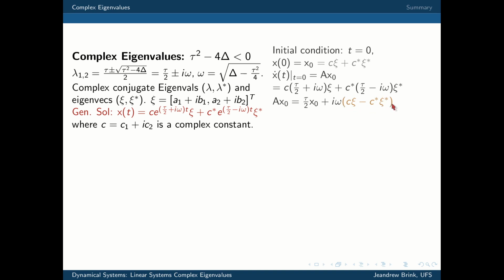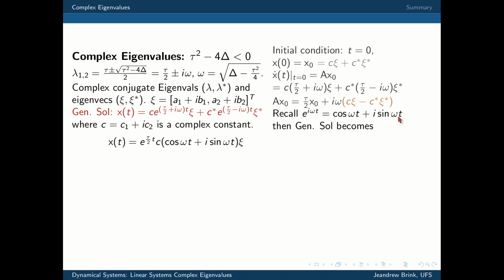The reason I have grouped it this way is that in what follows, we'll see that it is very useful when we want to write the solution not in terms of the complex eigenvectors, but rather as a real solution. One more thing to recall that we're going to need is that e to the I omega t is simply cos omega t plus I sine omega t. If we make use of these things, we can now massage our general solution into something that makes it clear that it is in fact a real solution.